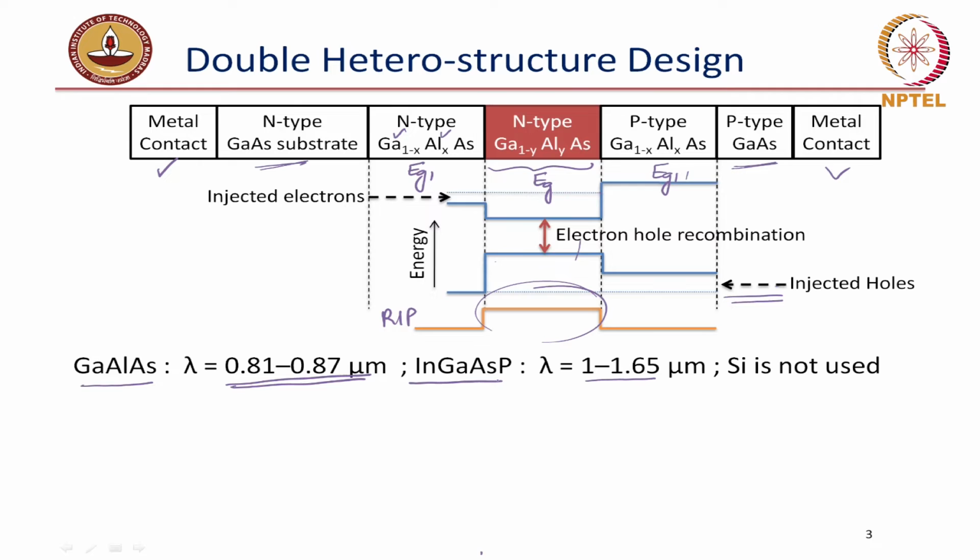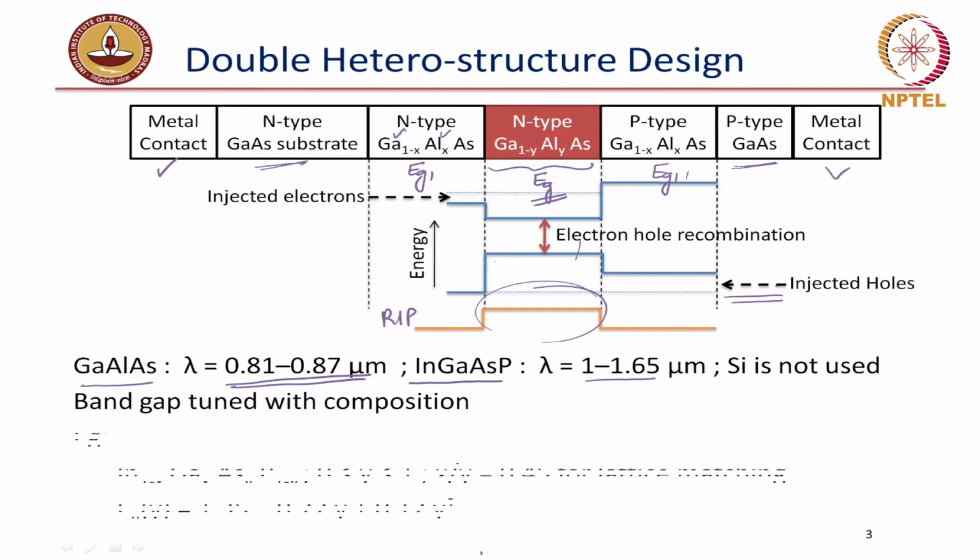You have to also make sure that there is a lattice mismatch. So we'll not go into the details of all that. But all I want to tell you is that, look, band gap engineering is possible. So you can basically engineer this value of Eg so as to get a desired range of wavelength. Silicon is not used as a source because it is an indirect band gap material, right? So it is tuned with composition.